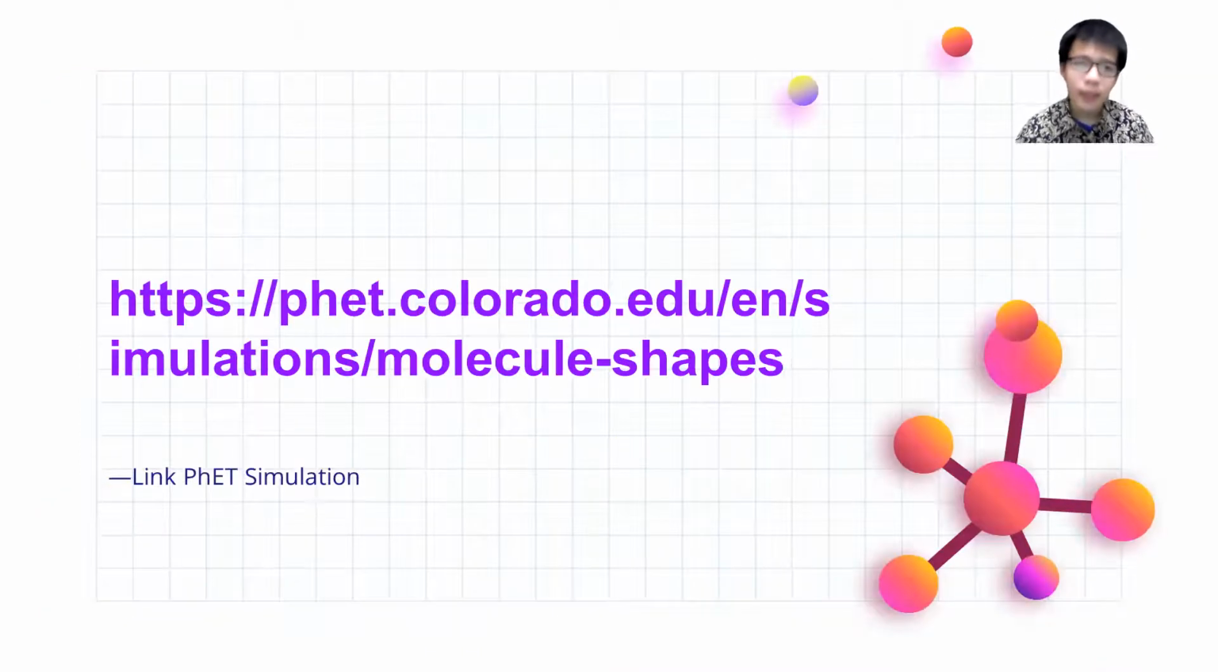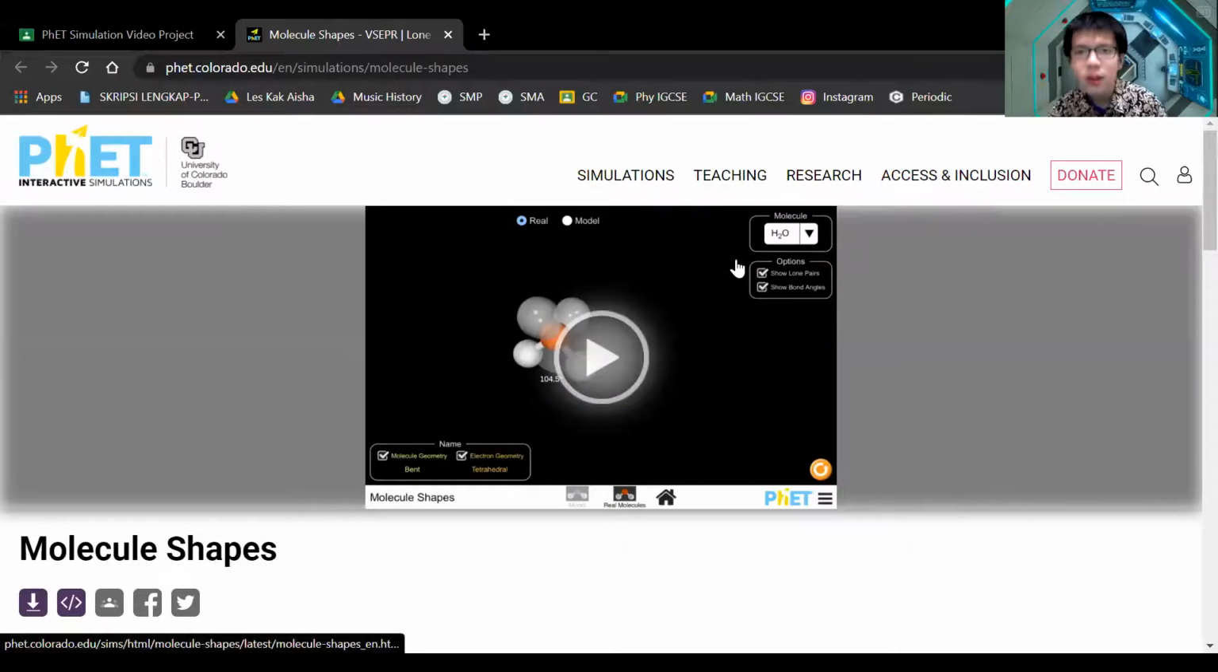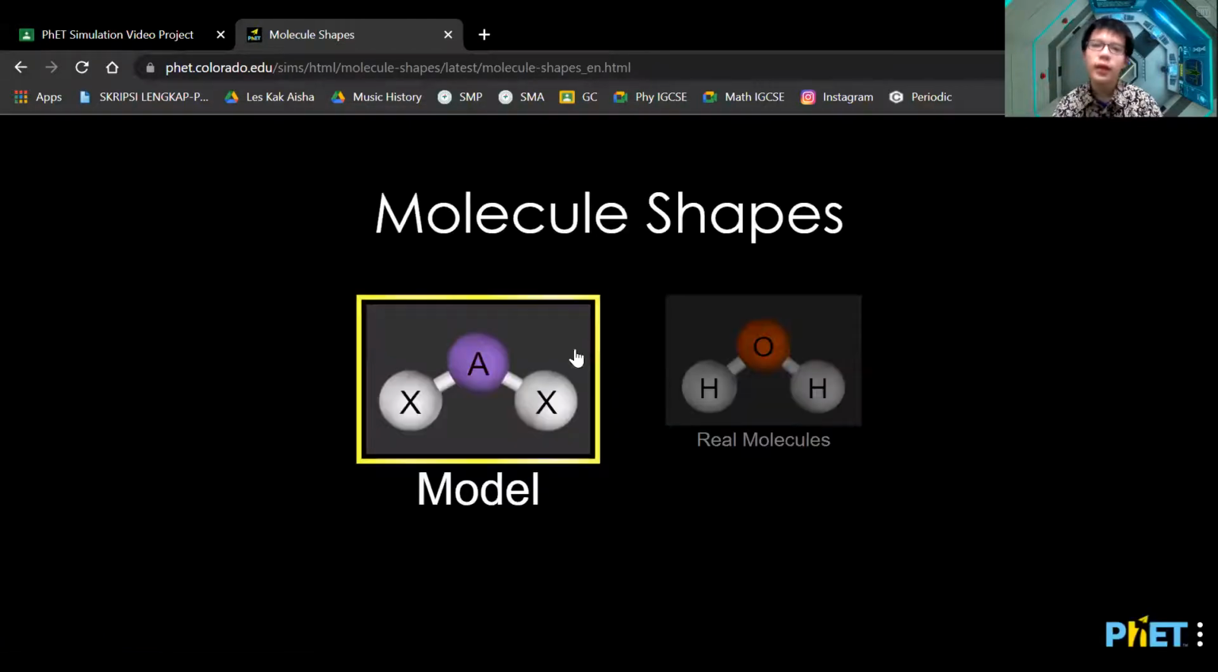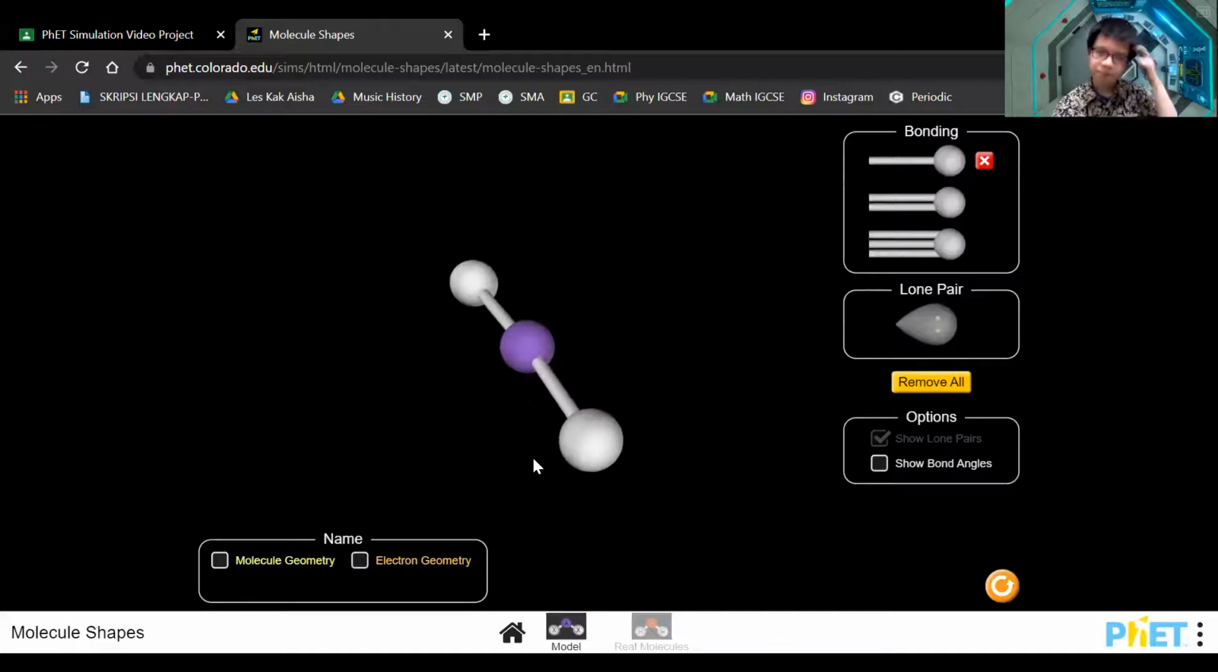Okay, so this is the link to the PhET simulation. This is the preview of the PhET simulation of Molecule Shapes, or VSEPR. We press the play button. The Molecule Shapes simulation has two sections: the first is Model and the second is Real Molecules. First we click the Model one.